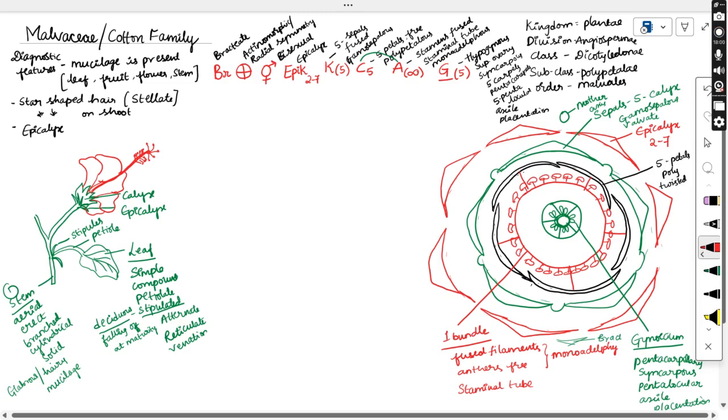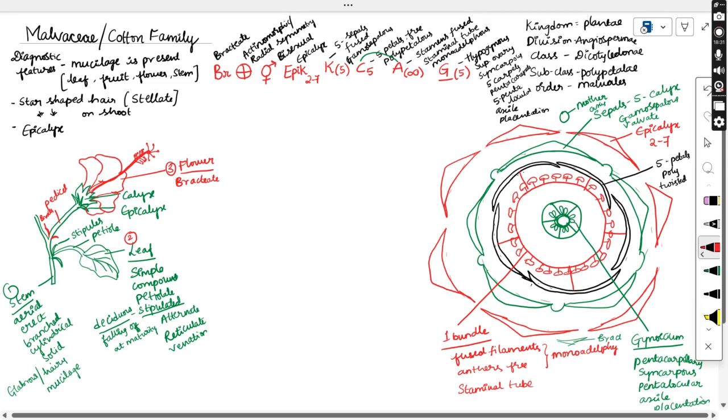So let us see what the floral characters are. First is the stem, second is the leaf, third is the flower. This flower is showing bracts, so it is bracteate. The stalk, which we call the pedicel, will have small green leaf-like structures called the bracts.